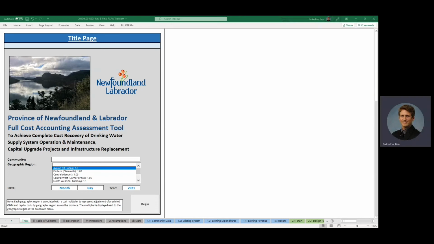The full cost accounting assessment tool was developed by CBCL Limited for the Water Resources Management Division of the Province of Newfoundland and Labrador's Department of Environment and Climate Change. A user guide is also available to assist in understanding each portion of the tool, and this guide can be found on the Water Resource Management Division's webpage.